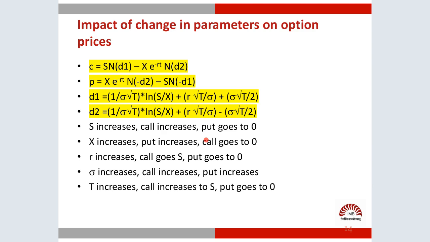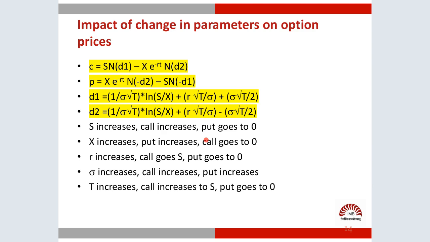What happens to the put? Realize as D1, now I do not know whether D2 goes to plus infinity or minus infinity. And therefore minus D2 goes to minus infinity or plus infinity. So again, N of minus D2 goes to 0 or 1. But I do not bother about it, because again, remember, there is a coefficient of e to the power of minus rt. T goes to plus infinity. Therefore, minus rt goes to minus infinity. E to the power of minus infinity goes to 0. So the first term essentially goes to 0. So P becomes, and then D1 has gone to plus infinity. So minus D1 goes to minus infinity.